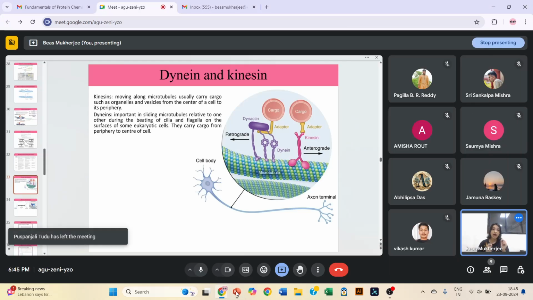Okay, you'll get asked questions on this, whether this is traveling in anterograde or retrograde direction. Right, so kinesins move along the microtubules and usually carry cargo such as organelles and vesicles from the center of the cell to its periphery. Dyneins are important in sliding microtubules relative to one another during the beating of cilia and flagella on the surfaces of some eukaryotic cells. They carry the cargo from the periphery to the center of the cell.